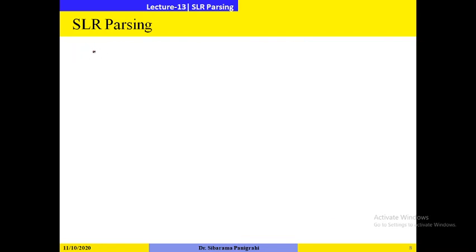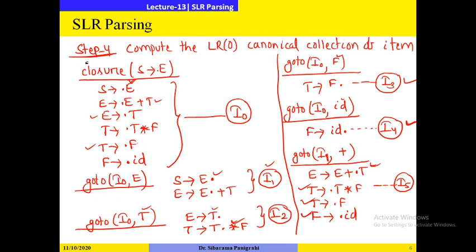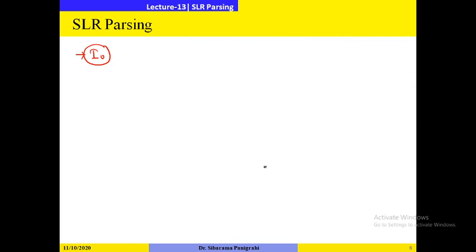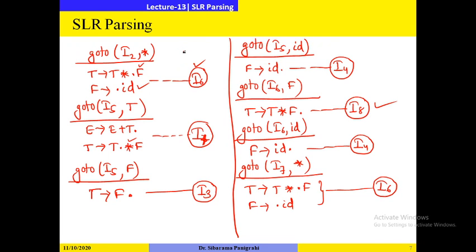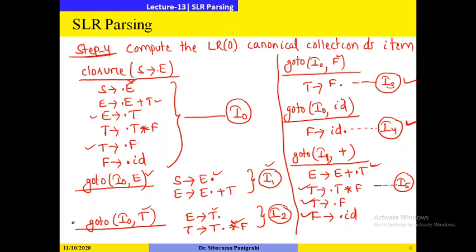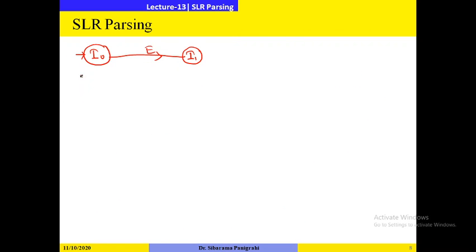So initially what we have is I0, right? So I0 is the initial state. Now I0 by taking E as input, it goes to state I1. Next, I0 by taking T as input, it goes to I2.